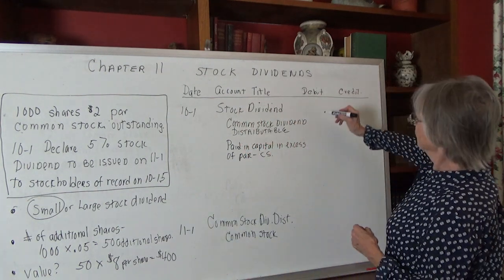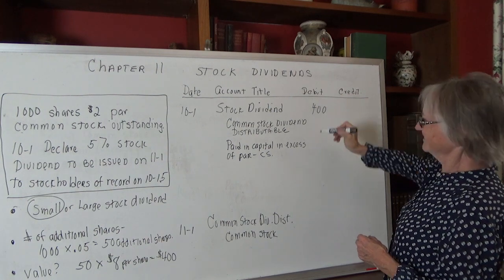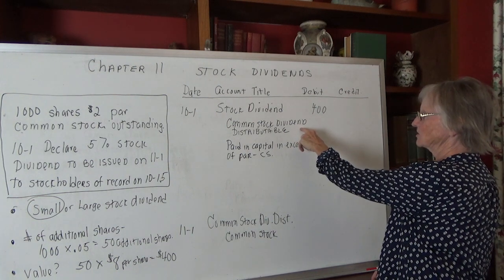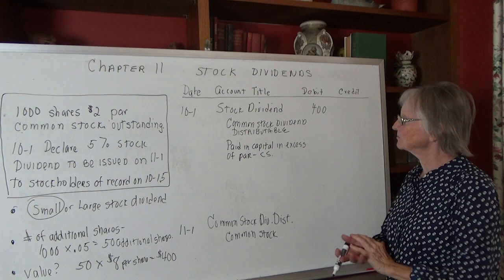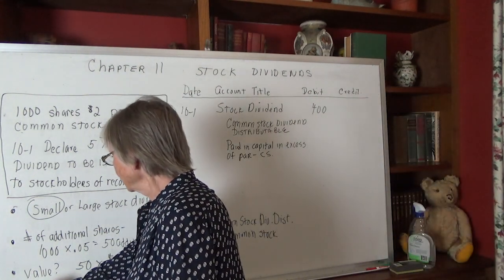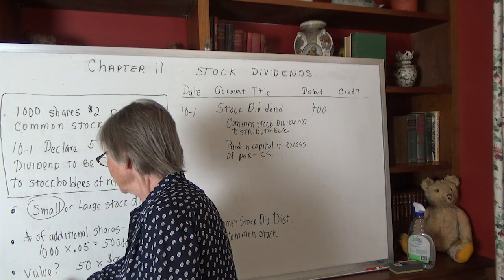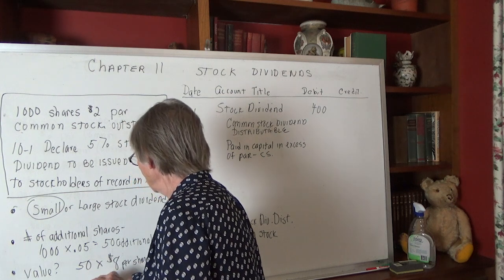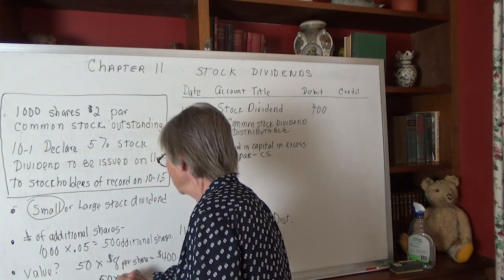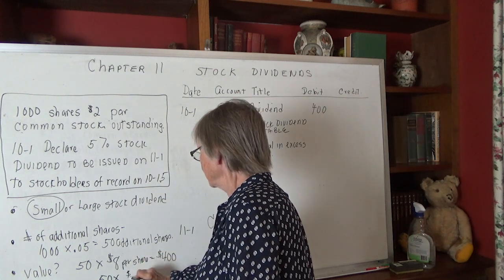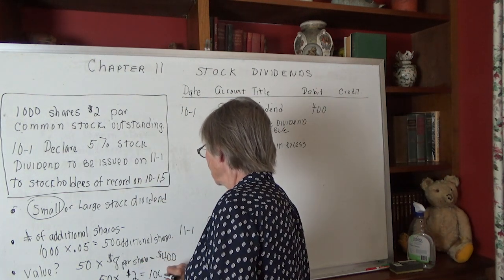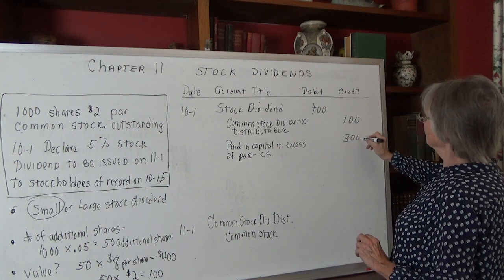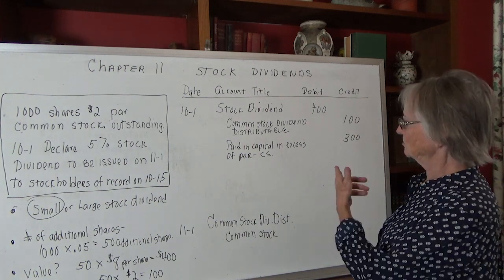Okay, so we've got our debit of 400 up here, and then we realize that we've got to allocate that between what is going to be the common stock part of it and what's the additional paid-in capital. So we have to allocate between common stock and paid-in capital. We would take those 50 shares times the $2 par, which would be $100. That would be the stock dividend itself. The remaining 300 would be the additional paid-in capital in excess of par.